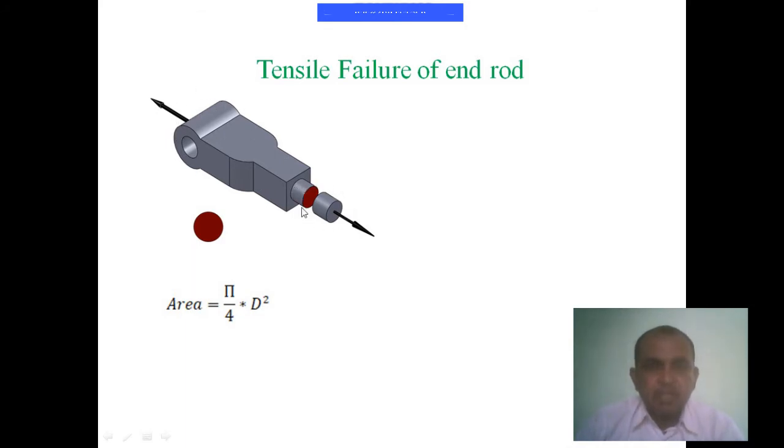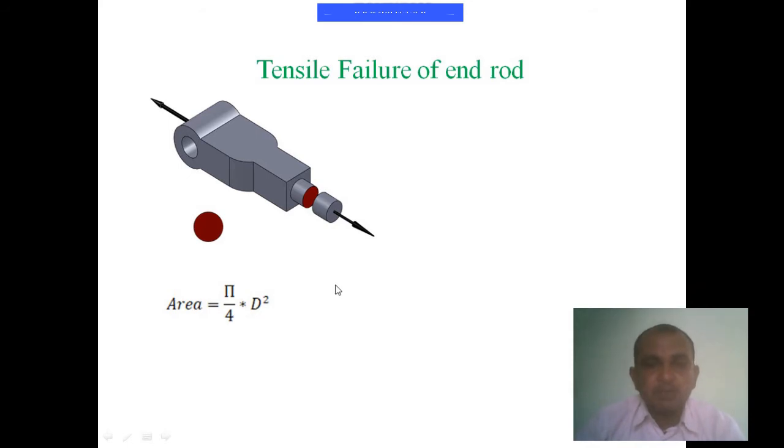Here we assume a circular cross section is present, a circular bar connected with the eye. If we apply forces on this end rod of the fork or the eye, then due to these tensile forces, failure occurs at this cross section, and our aim is to find out the area of that cross section, which is pi by 4 into capital D squared. Capital D indicates the diameter of this end rod. Based on that, you can find out the tensile stresses.